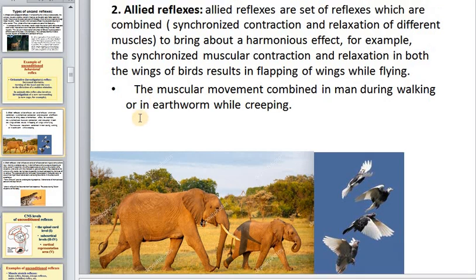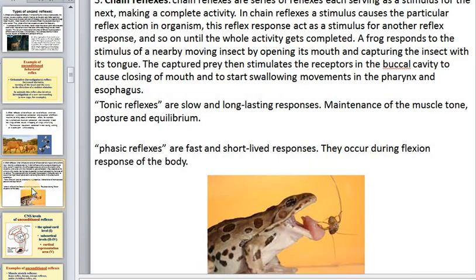Here we see the second type, the combined reflex. These are sets of reflexes which are combined to bring about a harmonious effect. For example, the synchronized muscular contraction and relaxation in both wings of birds. Taking steps is especially difficult for animals because they have four legs and limbs, and it is difficult to synchronize all steps together. The muscular movement is combined in walking, even in an earthworm, even in simple animals.